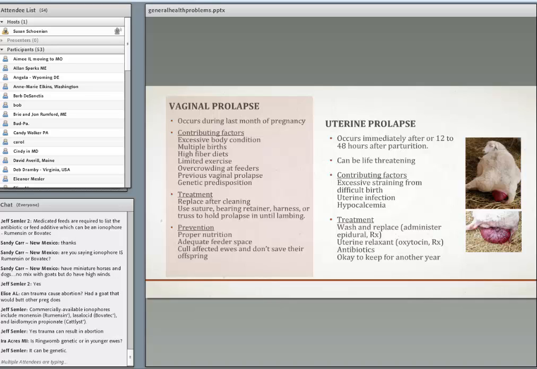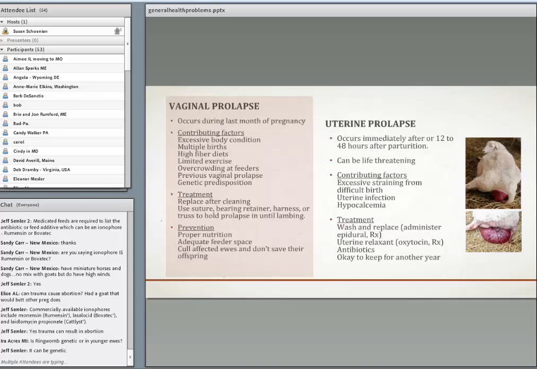I think these two problems certainly can happen to goats, but I think they're more common in sheep. How do you keep that prolapse in? You can suture it. A vet could suture it. You can use what's called a bearing retainer, or a spoon, that actually goes inside, and then you tie that to the wool. My preference is to use a harness to hold it in. You can also use baling twine, similar to a harness.